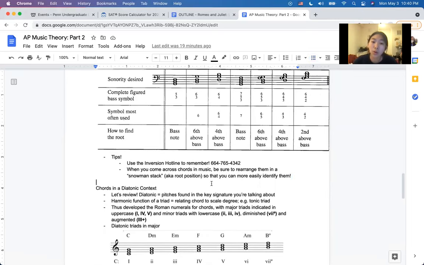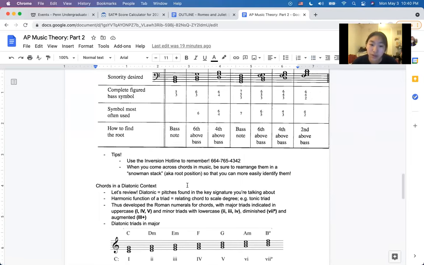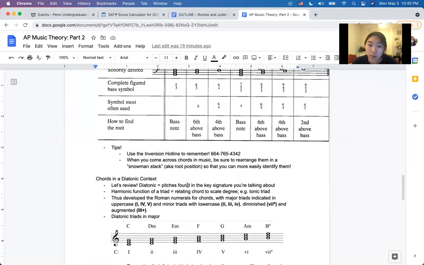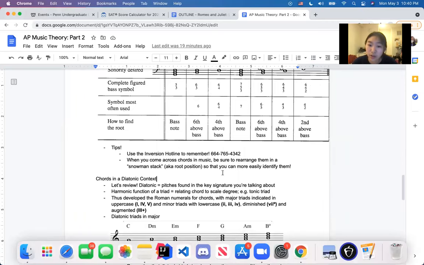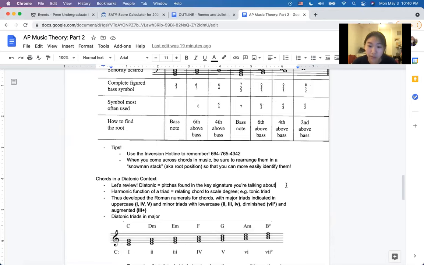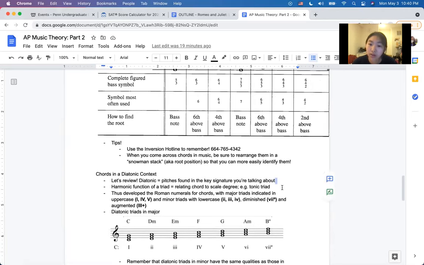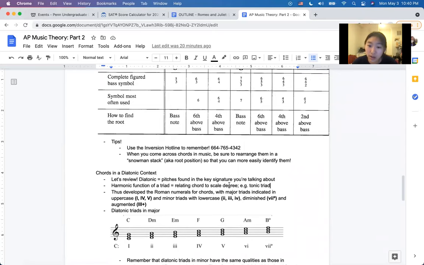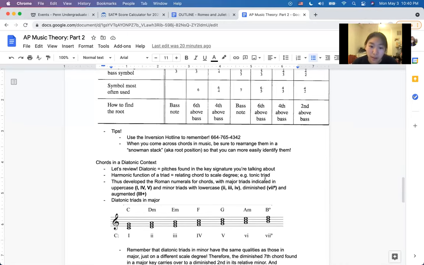So now let's move on to chords in a diatonic context. Let's review what diatonic means. I know I've mentioned this a few times already, but it basically means the pitches found in the key signature you're referring to. A harmonic function of a triad is just relating the chord to the scale degree that you're in. For instance, a tonic triad is the triad whose bass note is the tonic of the key. They developed the Roman numerals for chords for these purposes, for relating chords to scale degrees of a key.